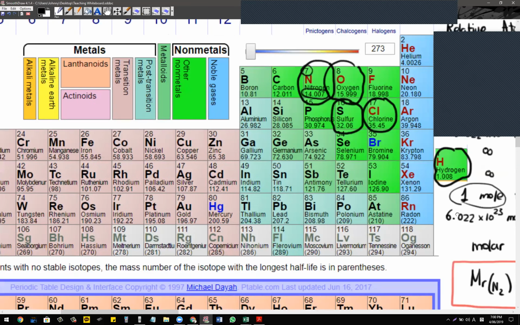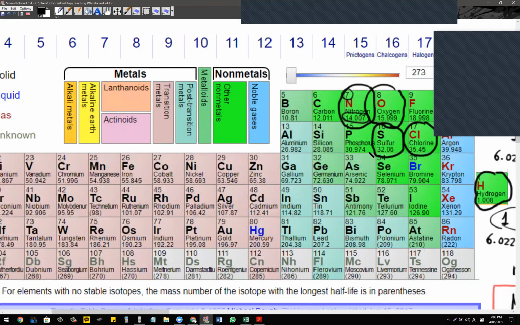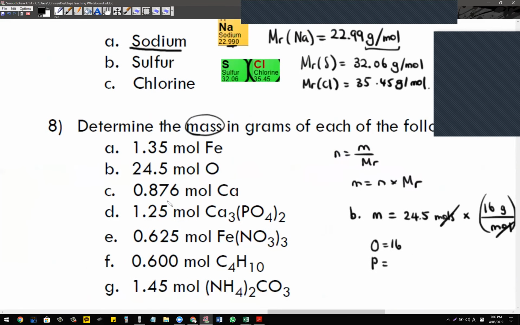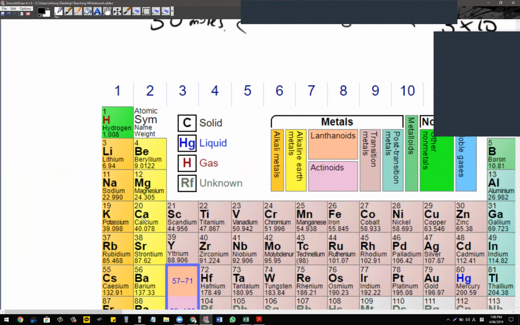Phosphorus is 31, about 31. I'm going to type it here. 31. What else did we have? Calcium, was it? Yeah, calcium. Calcium is about 40, I think. So 40, that's right.